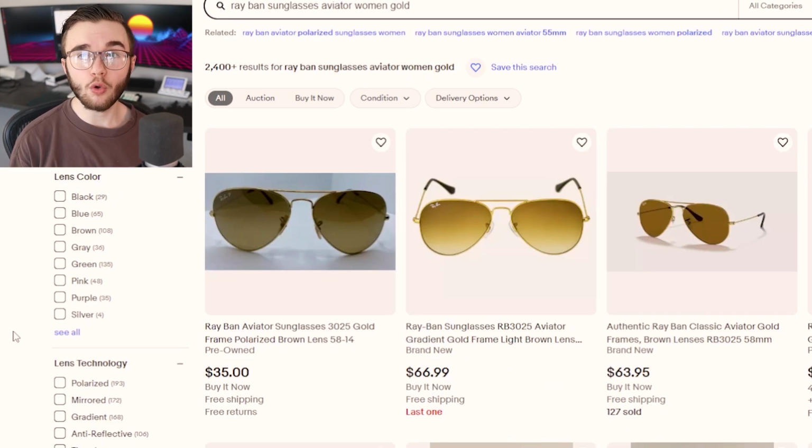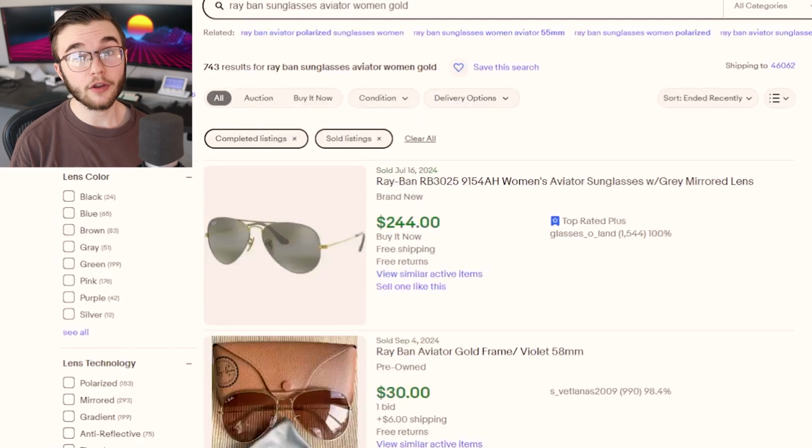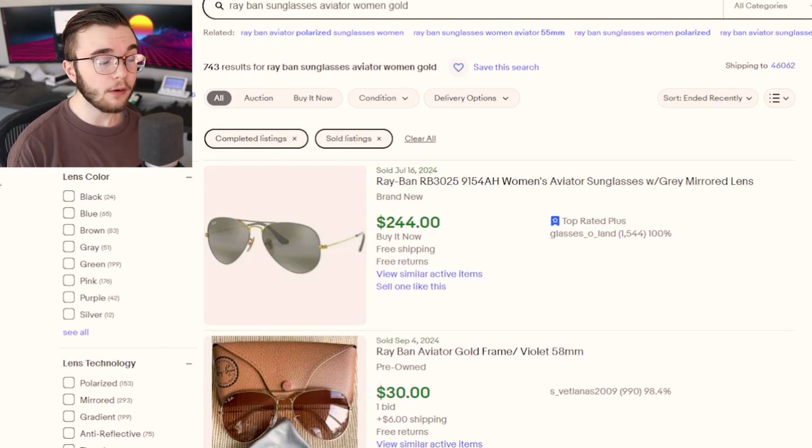What if we say they're gold sunglasses, not orange sunglasses? Well, as you can see, there's 2,400 of them. And when we look at sold, well, there's 743 sold. That's much, much better. So for those type of sunglasses, I would label them as gold and not orange, because orange doesn't sell.